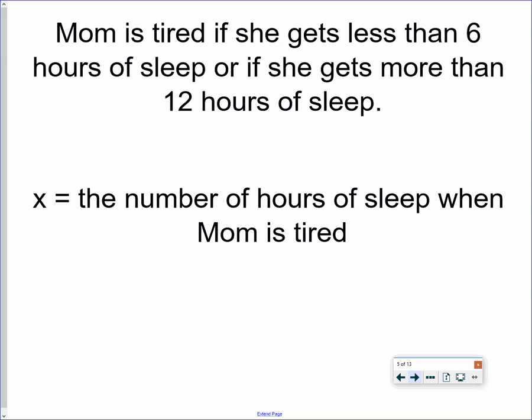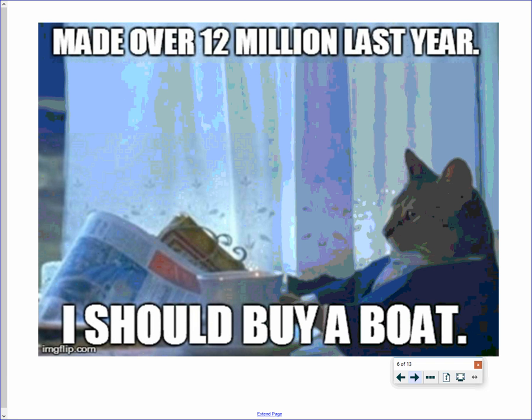Let's look at the next problem. We talked about this one in class, so I'm going to go ahead and skip over that one.